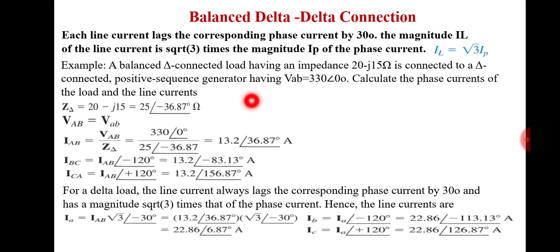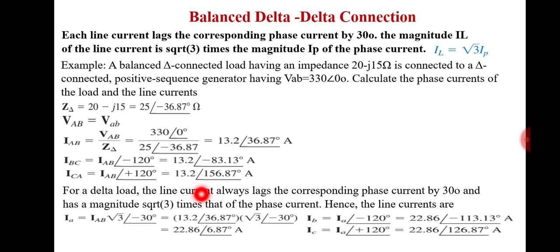Now for a delta load, the line current always lags the corresponding phase current by 30 degree and has a magnitude square root 3 times that of the phase current. Hence the line currents are IA is equal to IAB root 3 with angle minus 30 degree. So here put the value IAB is equal to 13.2 with angle 36.87 and root 3 with angle minus 30.